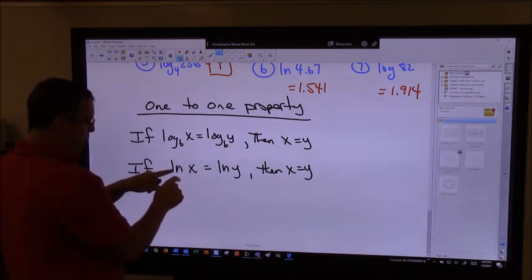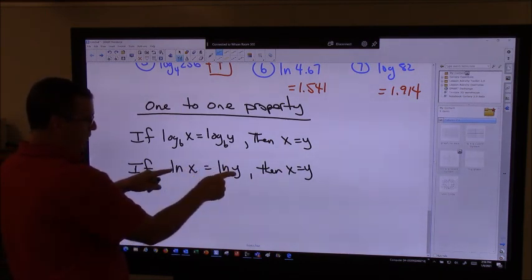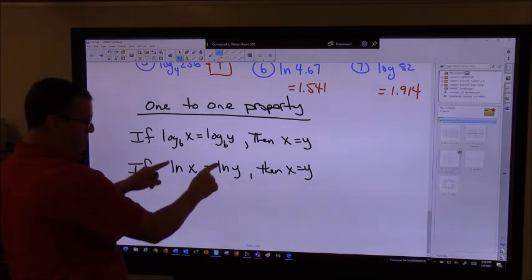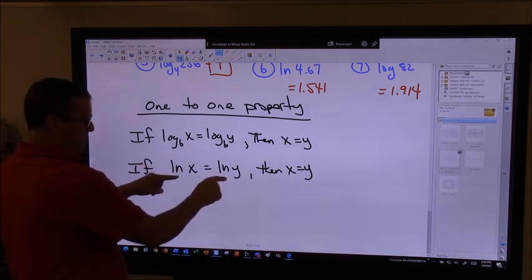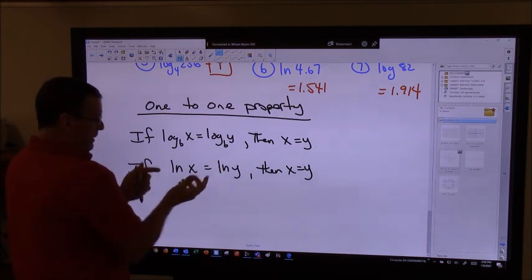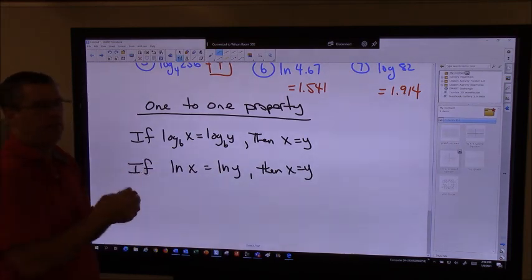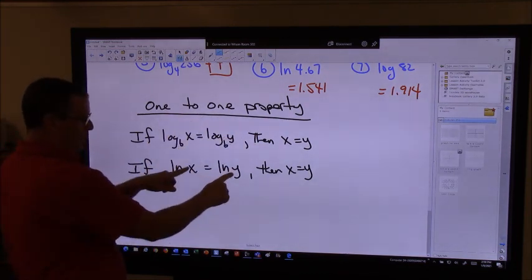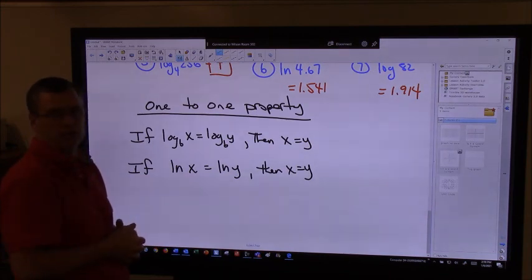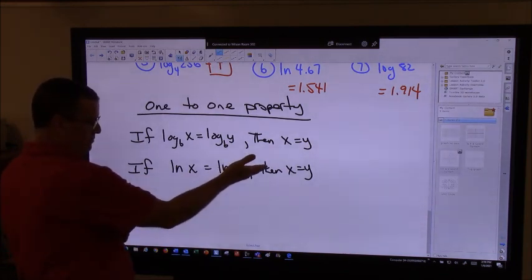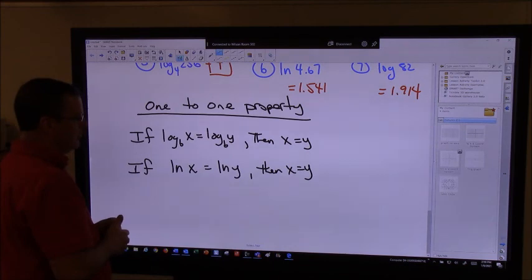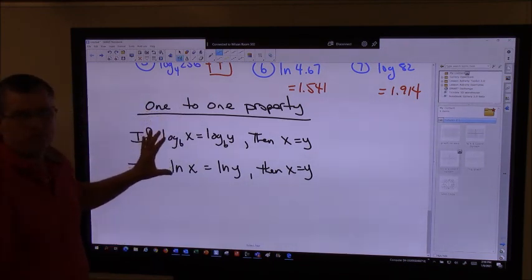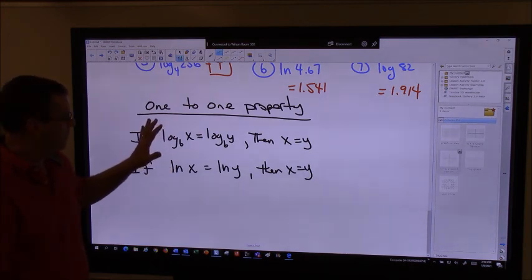If the natural log of x equals the natural log of y, okay, so I've got natural log on both sides. We know that these both mean log base e. And if they're equal to each other, it means I'm taking log base e of something on one side and something on the other and saying that they're equal. The only way that happens is if x and y are equal to each other. Okay? So that would have to happen. So we're going to see some one-to-one property problems again using logs, just like we did the other day.